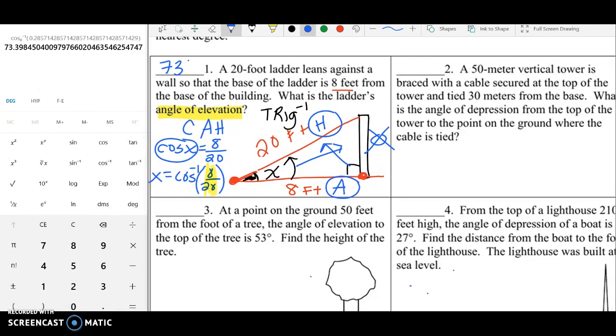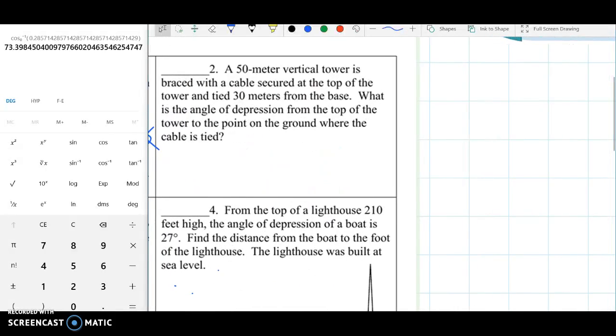Okay, so let's take a look at another problem. A 50-meter vertical tower is braced with a cable secured at the top of the tower and tied 30 meters from the base. Okay, it's a lot of information though. Let's try to break it down.